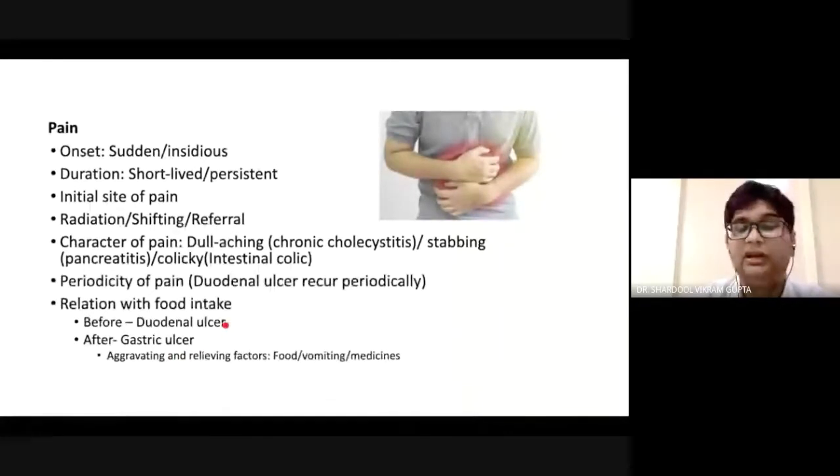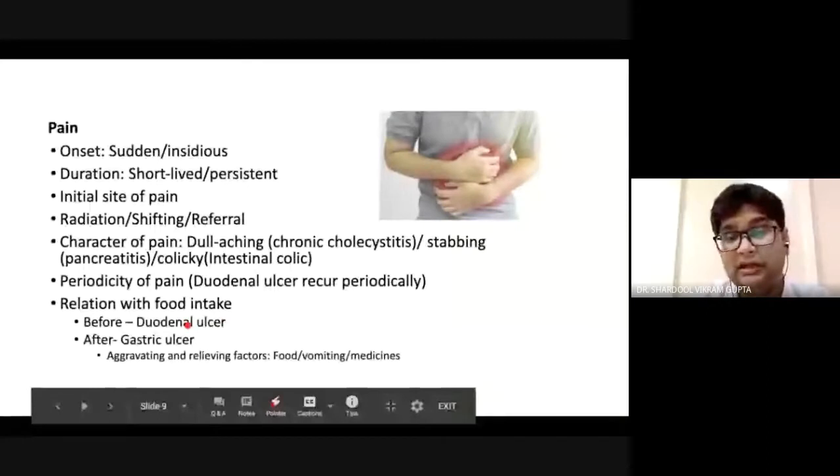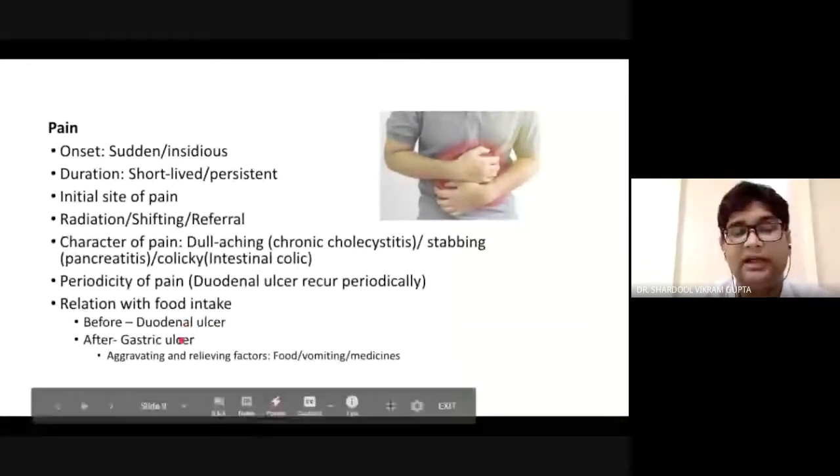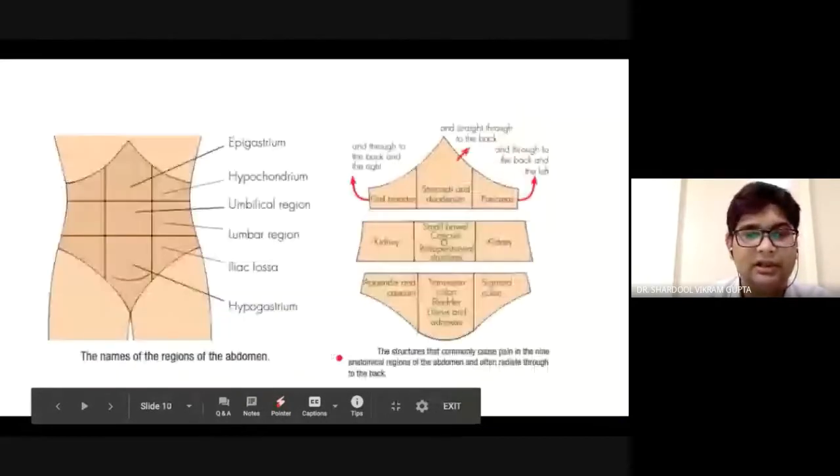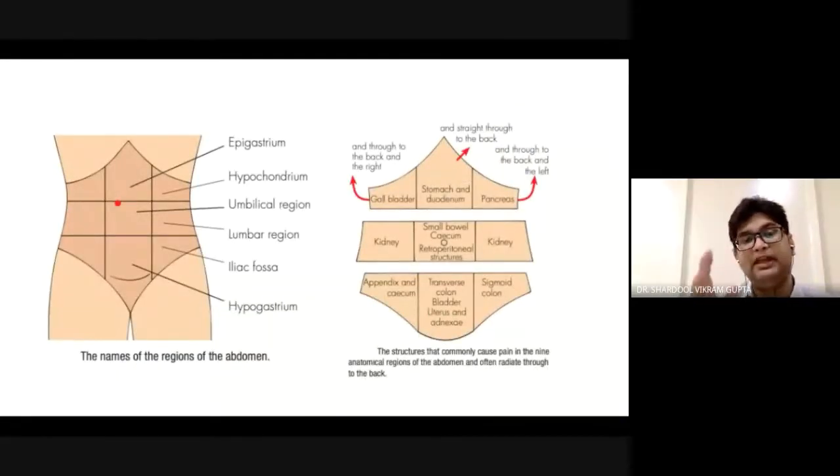And there may be relation with food intake. Like before food intake, the pain may be aggravated in duodenal ulcer, while after food intake, it will be aggravated in gastric ulcer. And aggravating and relieving factors in terms of food, vomiting, and medicine should also be taken. There are two planes actually.